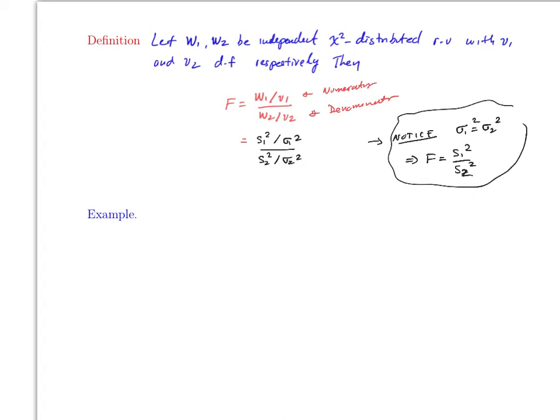And here nu 1 is the degrees of freedom of the numerator, which in this case will be n1 minus 1. Nu 2 is the degrees of freedom of the denominator, and that will be n2 minus 1.